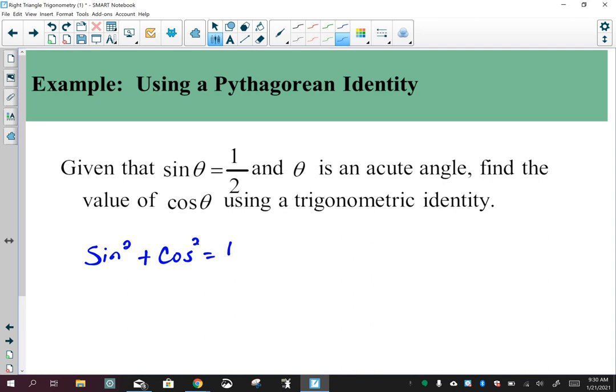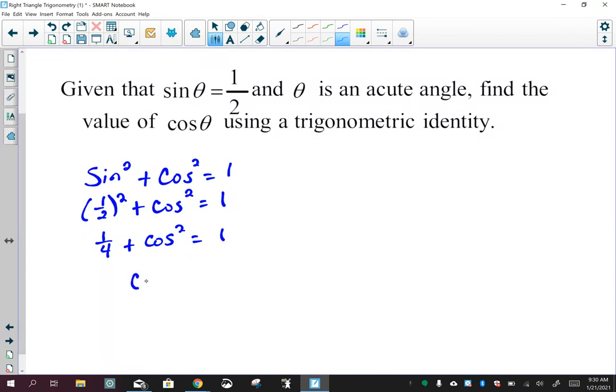I know that my sine of theta is 1/2. That's going to be squared, plus cosine squared is equal to 1. So then I get 1/4 plus cosine squared is equal to 1, so cosine squared is equal to 3/4. I'm going to square root both sides, and I wind up with cosine of theta is equal to the square root of 3 over 2.